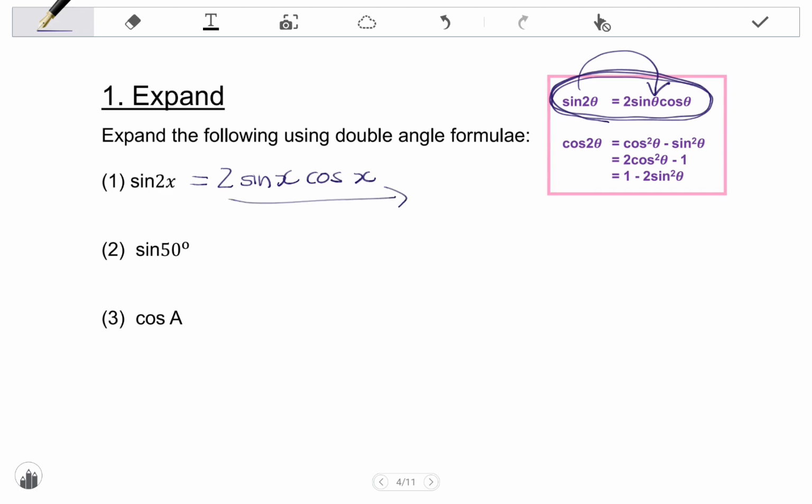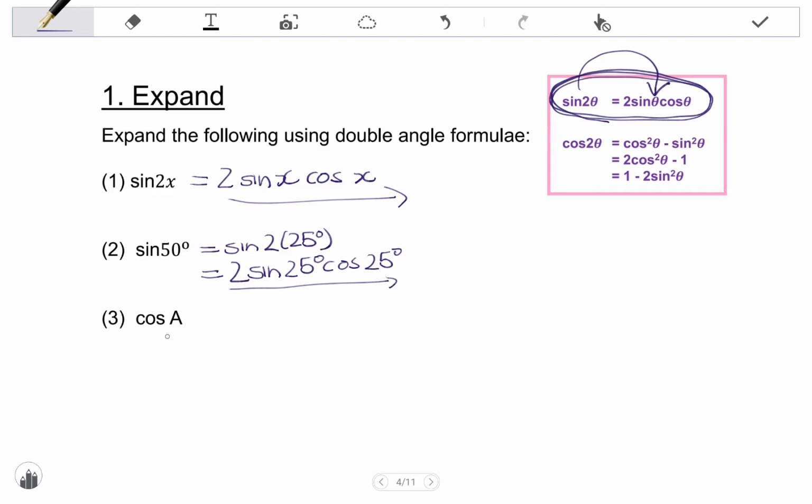Okay, and that's it. If I go to the second question, it says sine 50 degrees. Okay, now what is being doubled to give us 50? That would be 25. So 25 degrees is being doubled to give us the 50. Okay, so again, if I expand, I go from left to right, and the sine double angle formula says it's equal to 2 times sine of half the angle, so it's 25 degrees, times cos of half the angle, which is 25 degrees, and that is the expanded form.